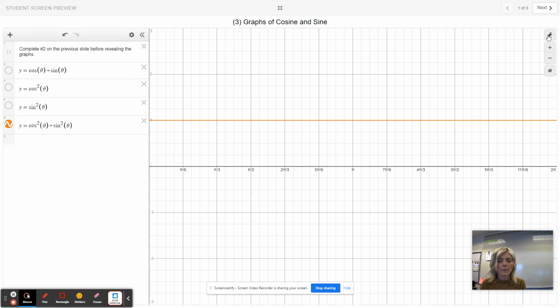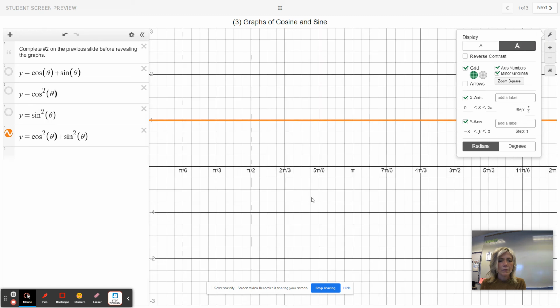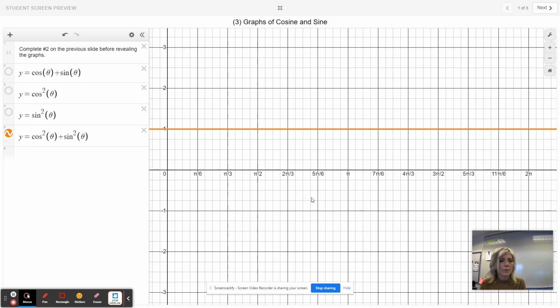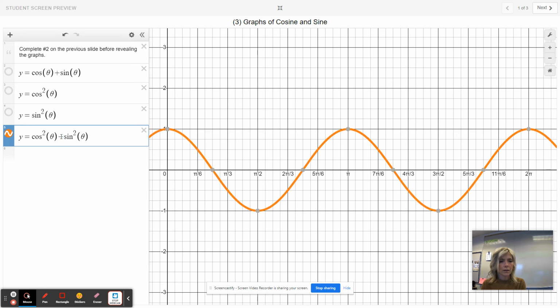It was a flat line. Let me make this a little bit bigger. It was a flat line at y equals 1. And then if I change this plus right here to a minus, now it looks like the graph that's in your textbook for number 5. So it is definitely y equals cosine squared of theta minus sine squared of theta.